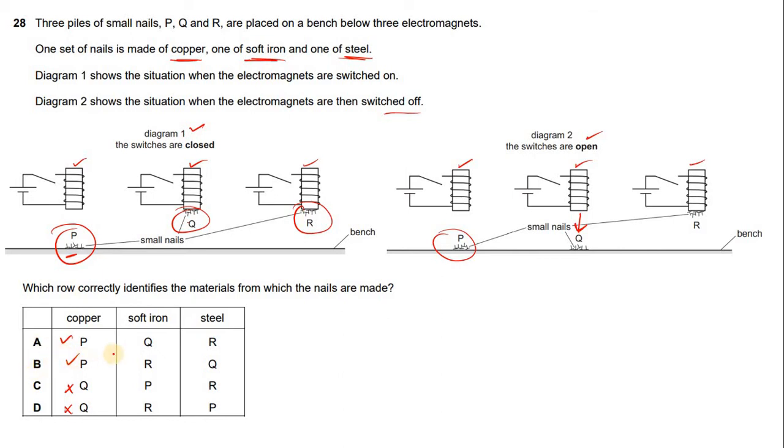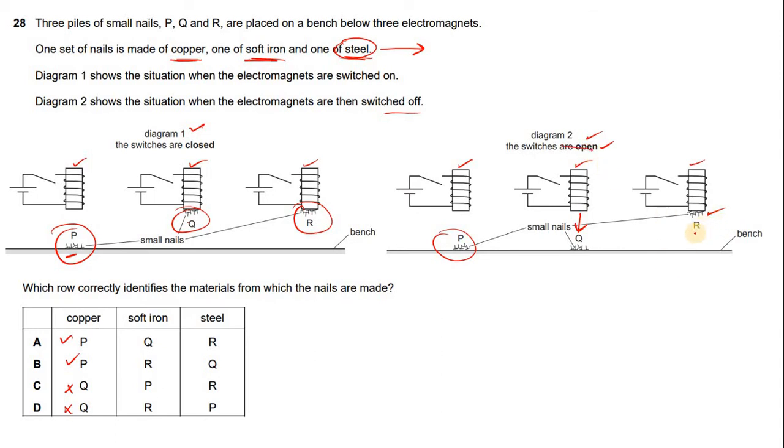The idea is, if you turn off the switch or open the switch, that means nails R is still intact with the rod. The reason is steel. Steel is a material which, after magnetization, takes some time for demagnetization. So it remains a magnet for a longer time. Even after opening the switch, nails R remains magnetic for some extra time. That's why they remain intact even after opening the switch.